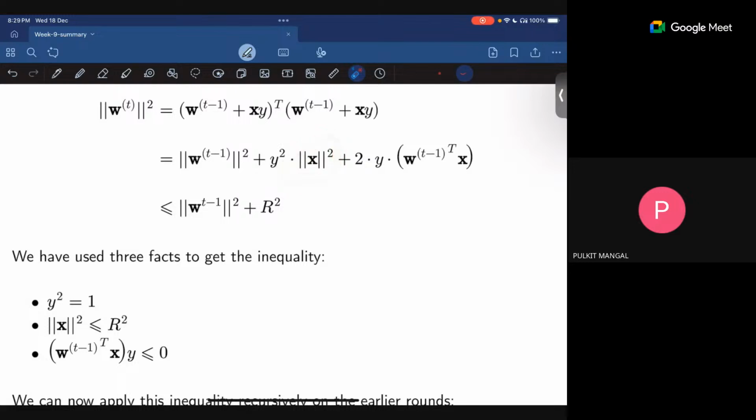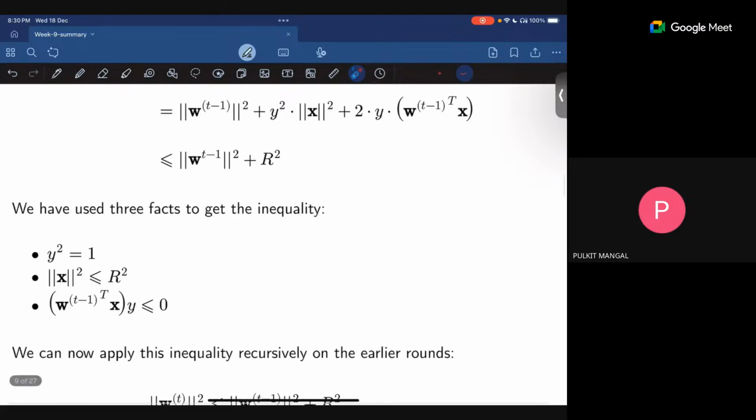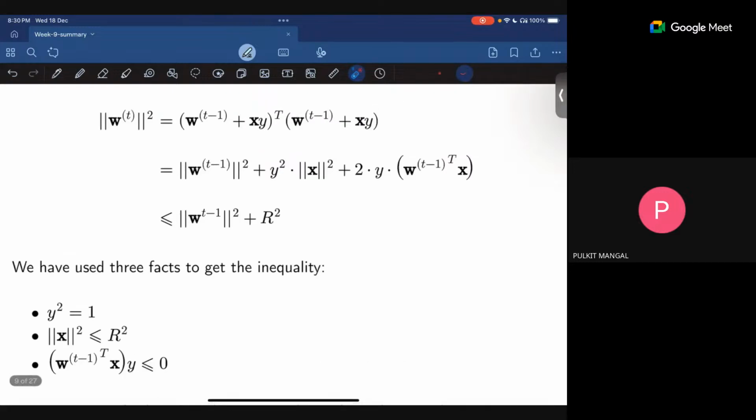Then we know that the norm of x squared has an upper bound of R squared, so R squared comes in, and w(t minus 1) transpose x times y is less than or equal to 0. Why is it less than or equal to 0? Because the perceptron has made a mistake. So the final thing that we get is that the norm squared of the updated weight vector is upper bounded by the norm squared of the weight vector before, plus R squared.